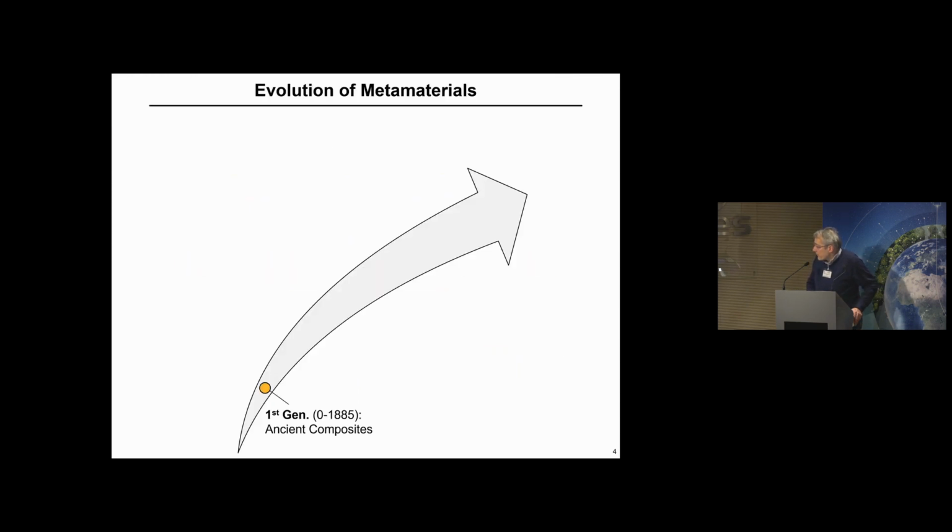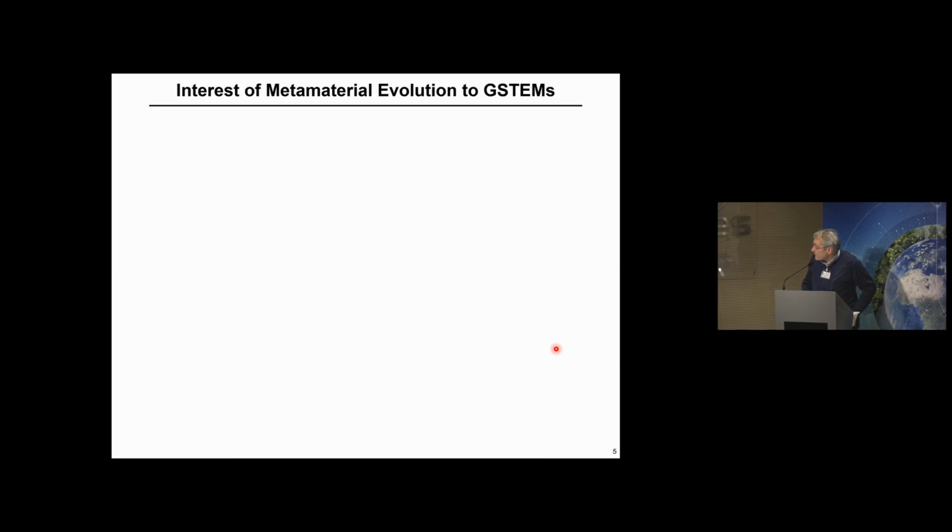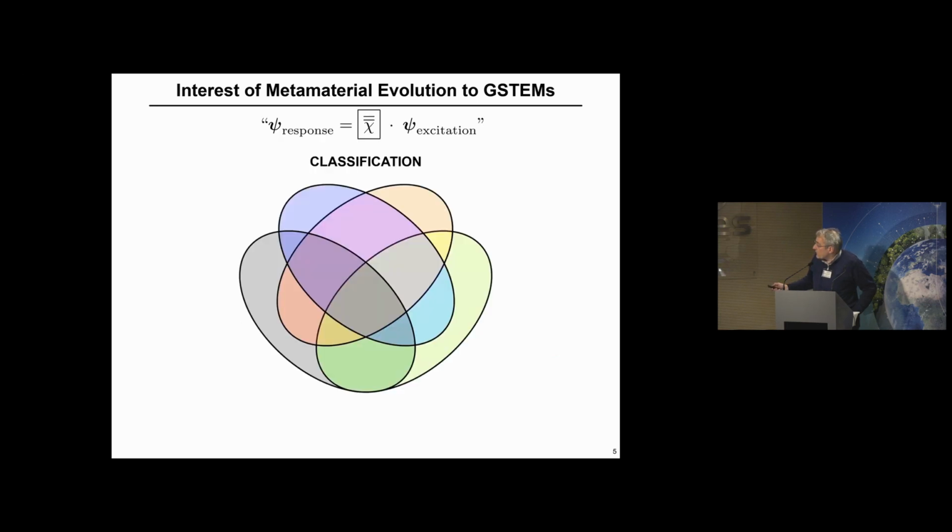And so some background on motivation, and people working in metamaterials know that the history goes back to ancient composites, and then there were last century artificial dielectrics, and then at the turn of the century, modern metamaterials such as negative index and also cloaking. But really one of the latest and culminating point is the space-time metamaterials that I call here GSTEMs. And the reason they have so much interest is they provide huge diversity. So you can imagine describing a material in terms of a general tensor, chi, linking the excitation and the response. And you can classify metamaterials according to this.